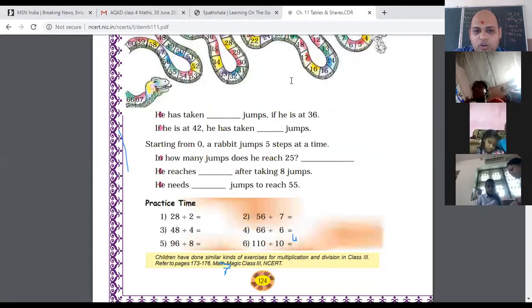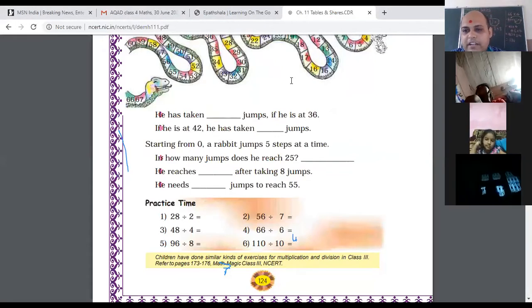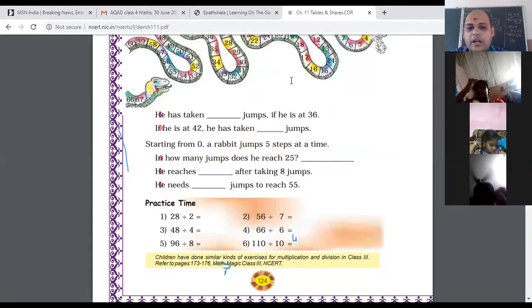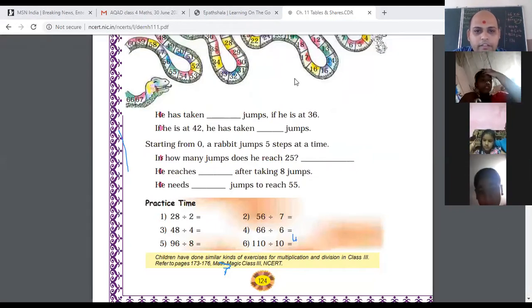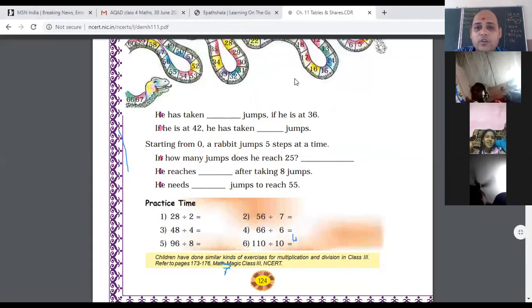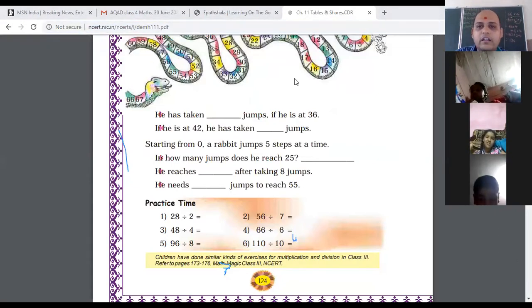Starting from 0, a rabbit jumps 5 steps at a time. In how many jumps does he reach 25? Come on, fill it up. Very good, Nishta, Koisha. How many jumps does he reach 25? 5 jumps. It will take 5 jumps here.